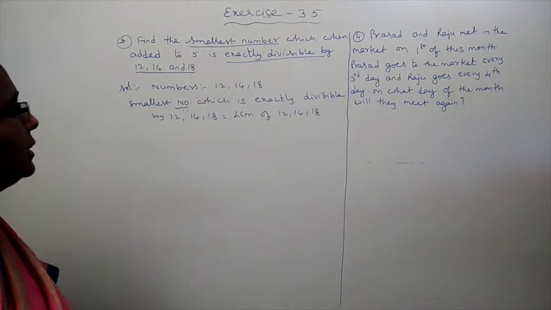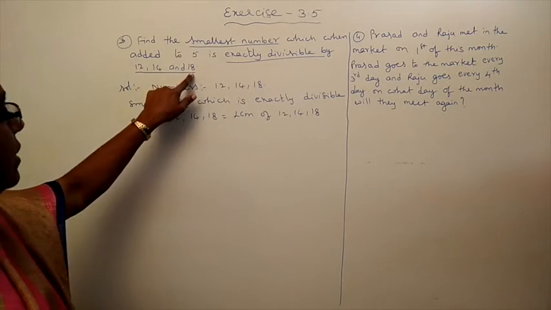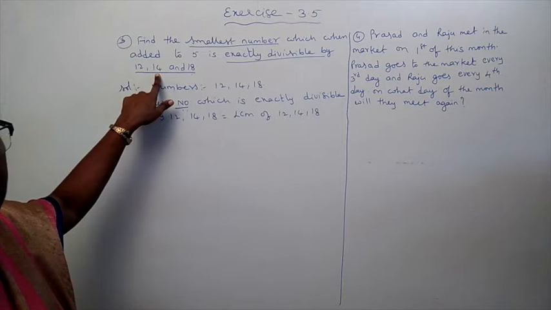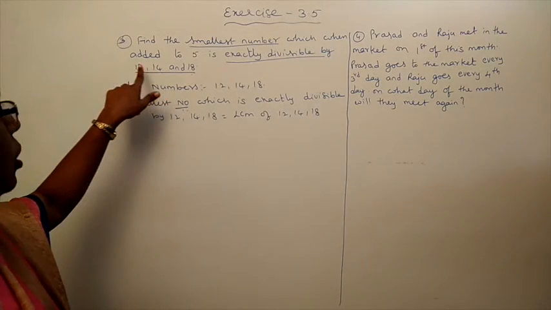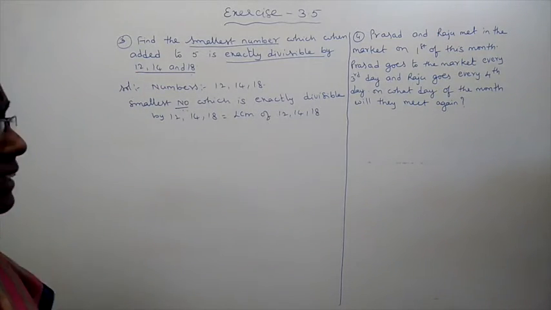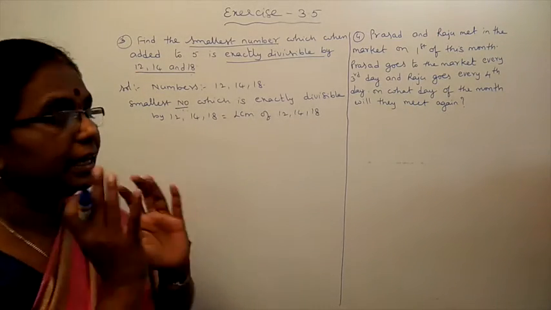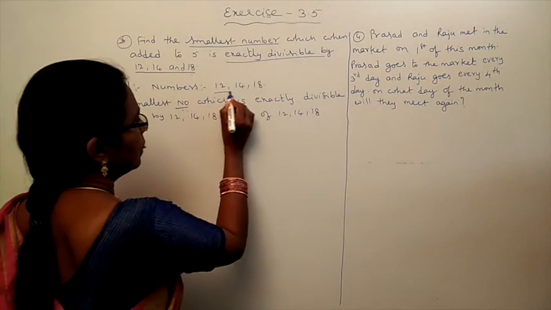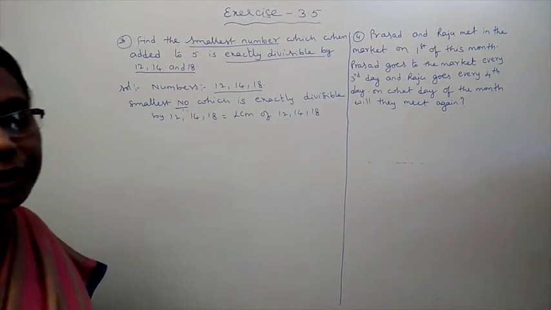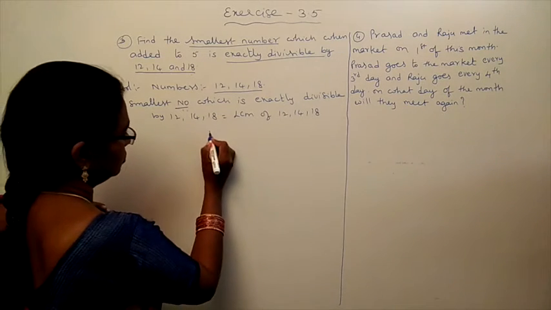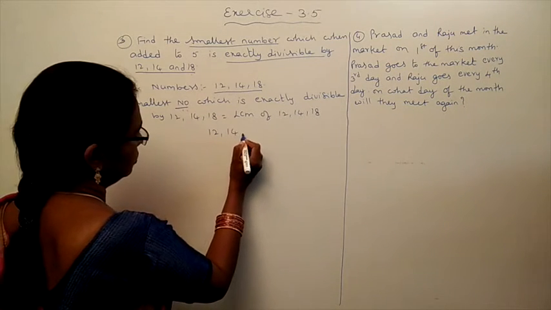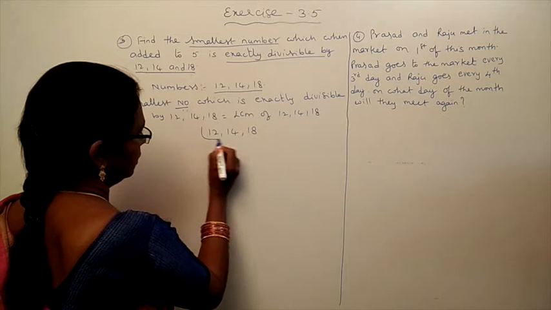Suppose you take 36, it goes in 12 and 18 but not in 14. If you take 56, it goes only in 14, not in 12 and 18. Like that, which smallest number is divisible by all 3 numbers? Means what do we have to find out? LCM. Now 12, 14, 18.